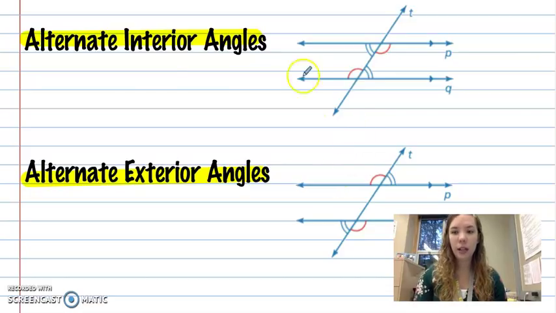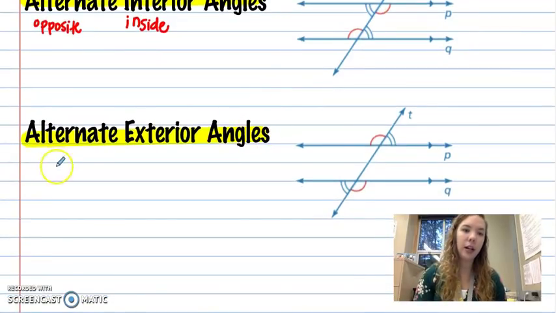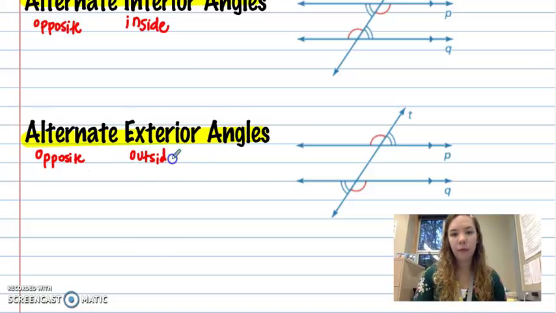All right, alternate interior angles. Interior means that they are on the inside, and alternate means opposite. So here, this red angle and this red angle are on opposite sides on the interior, and these blue ones are on opposite sides on the inside. Okay, alternate exterior, same idea, is the opposite. Exterior means outside. So these red angles are on the opposite side on the outside, and same with the blue angles.